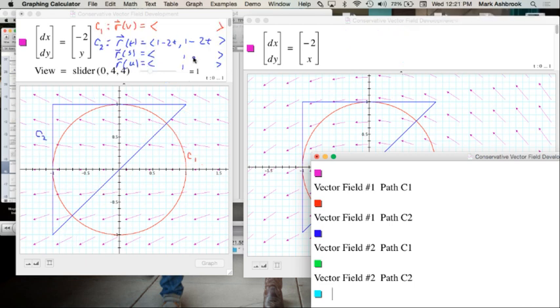What is r(v), the path C1? Hopefully we all got that one. What is that? Sarah?